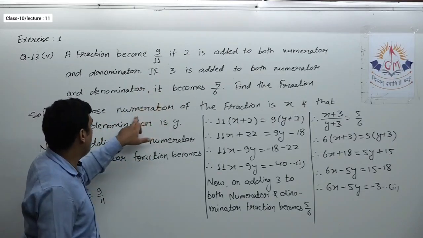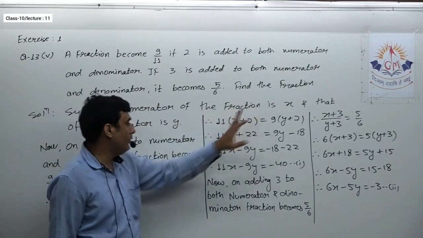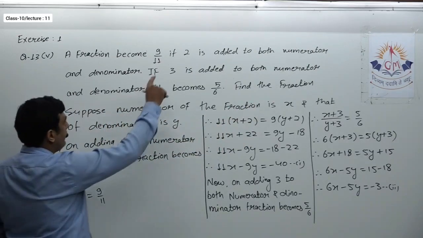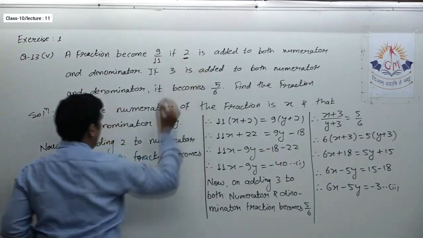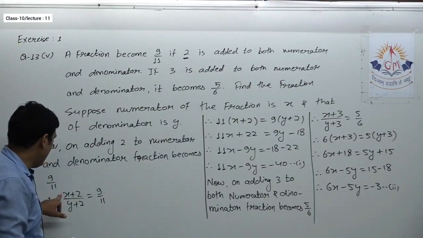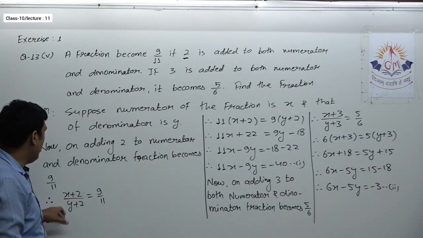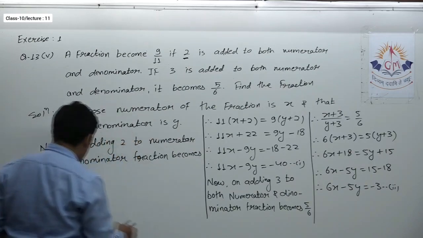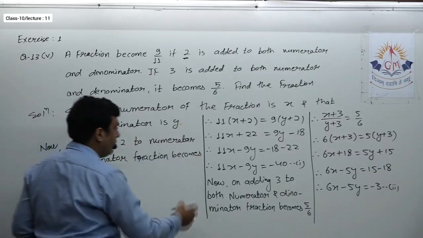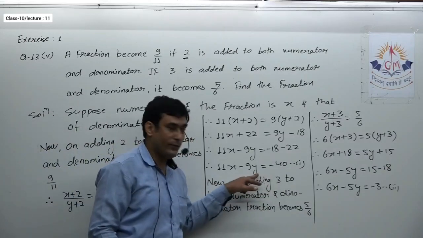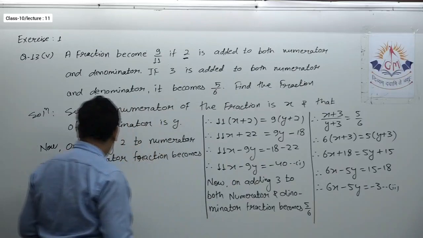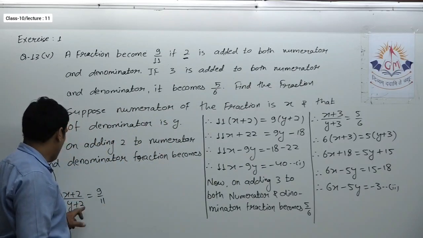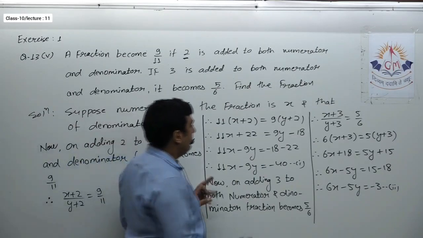So here we assumed numerator is x and denominator is y. Now according to the question, when 2 is added to both, so when I add 2 in numerator and denominator, then fraction becomes 9 by 11, and then by cross multiplication you have to solve, and ultimately you have to write the equation in standard form. So 11 times (x plus 2) is equal to 9 times (y minus 2).